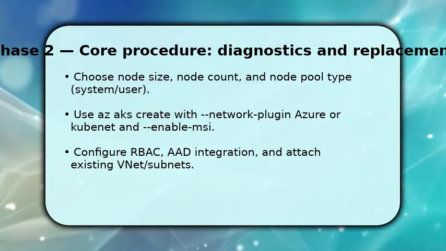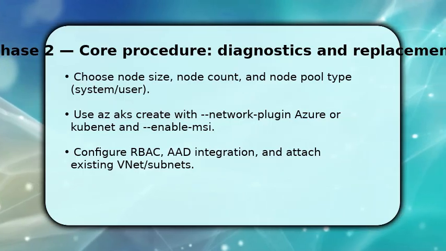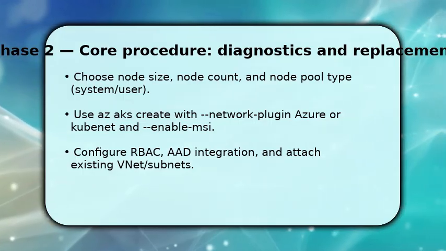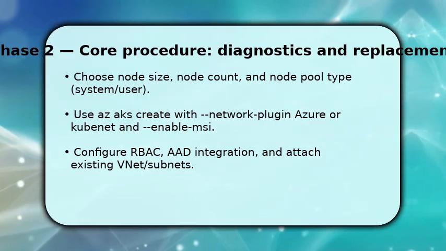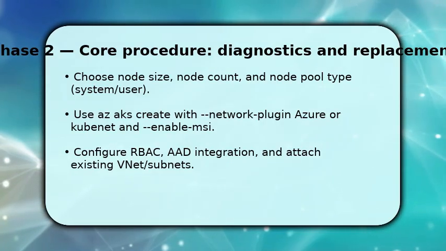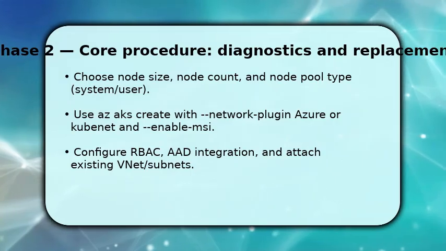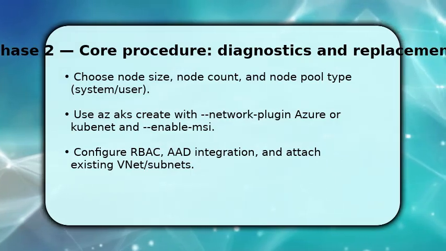Pick the VM size and node count based on load predictions. Right sizing saves cost and reduces scaling pain. Use network plugin Azure for advanced networking or kubenet for simpler setups. Specify an existing VNet if you need IP control.